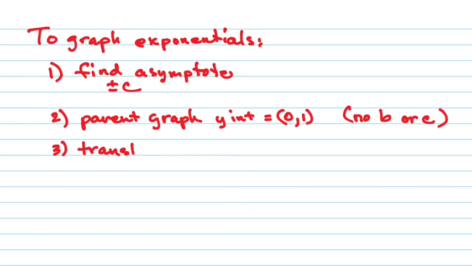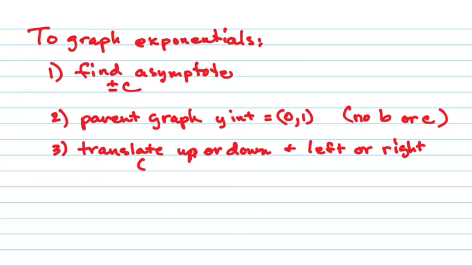translate up or down, and left or right. Again, that's all about your B and your C. Right? Your B is the thing that's added to the X. When you pull it away, it translates either to the left or right. Okay? Then plot that point.